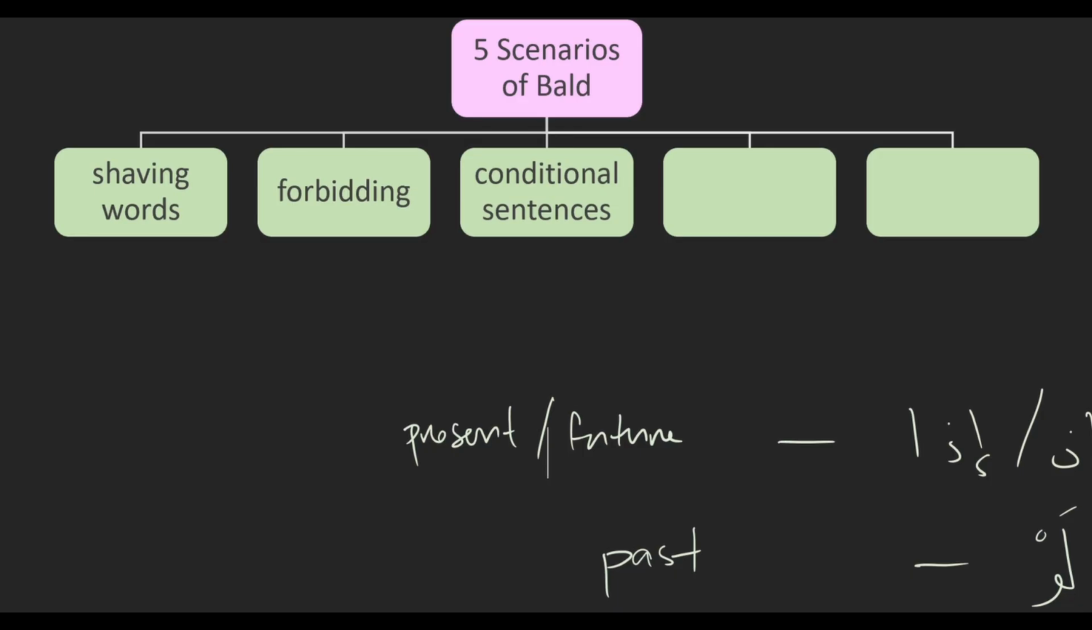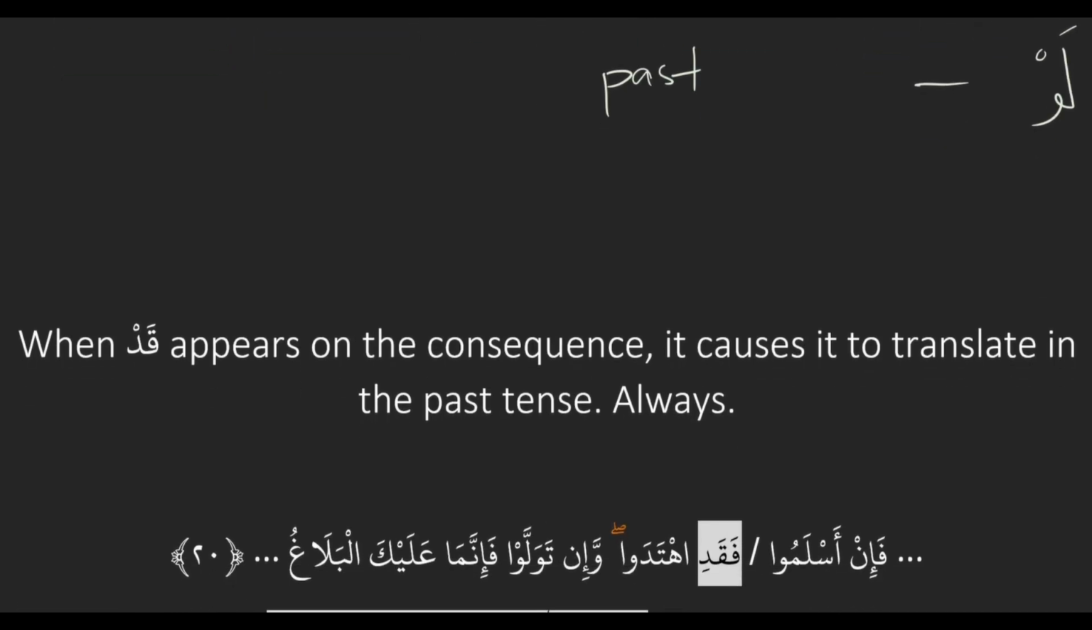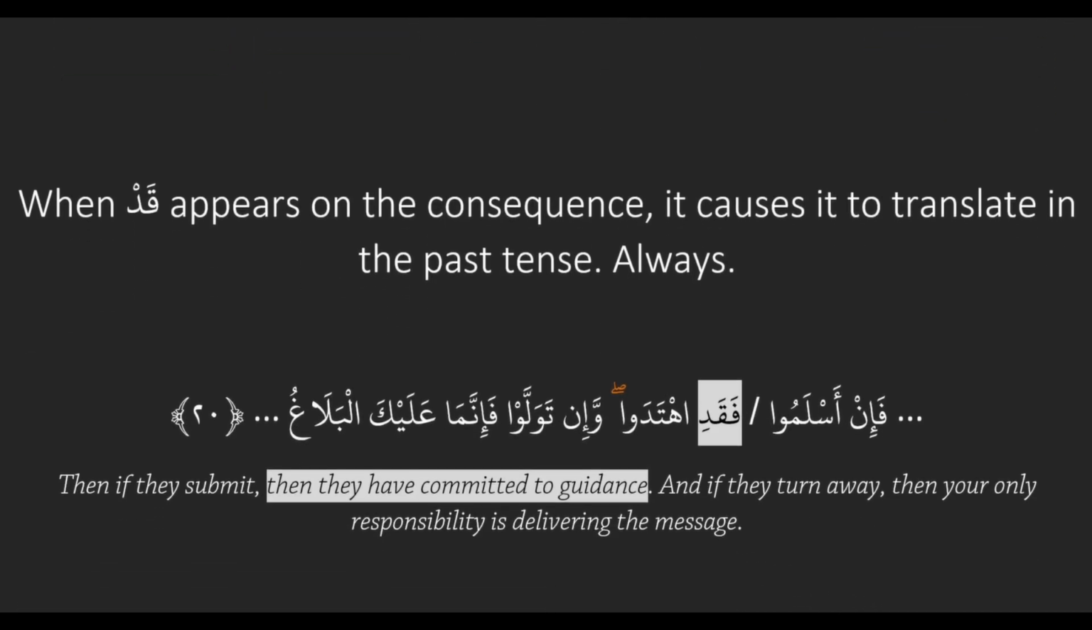Had we done. Good. Okay, so there's one more rule we're going to learn with regards to translating conditional sentences. And that has to do with the word قد. So, when قد appears on the consequence, and it'll only ever appear on the consequence, it'll cause that consequence to translate in the past tense. Always. Okay. So here's an example.